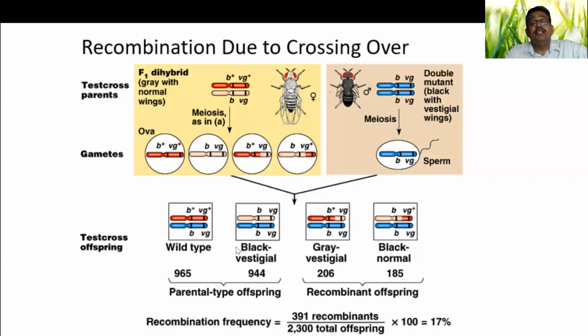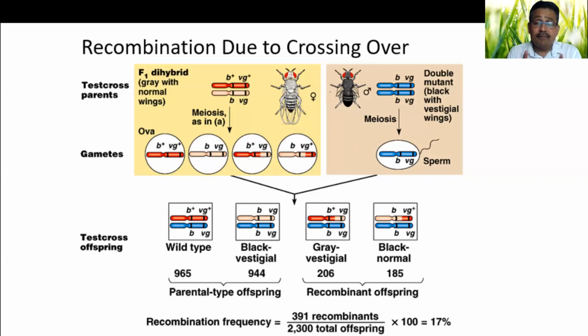The black vestigial is one parental type. This is again the gray and normal wings wild type, another parental type. These are all the recombinant types. So what is the recombinant? Among these progenies, finally 391 by 2,300 times 100 gives 17% recombination.